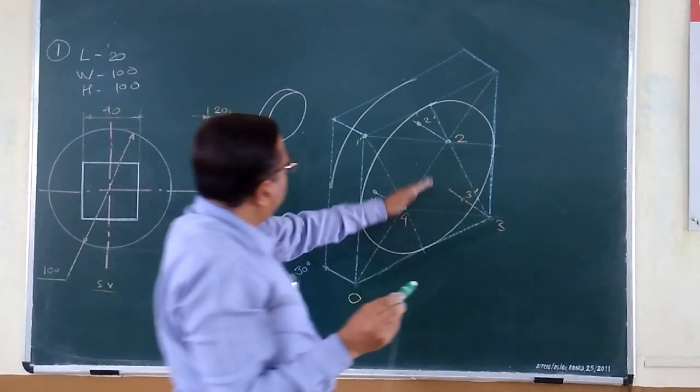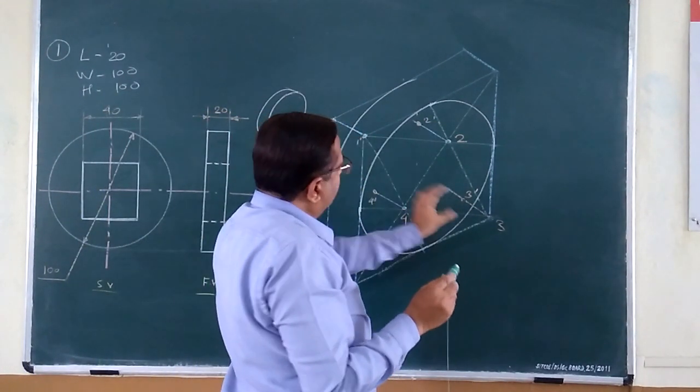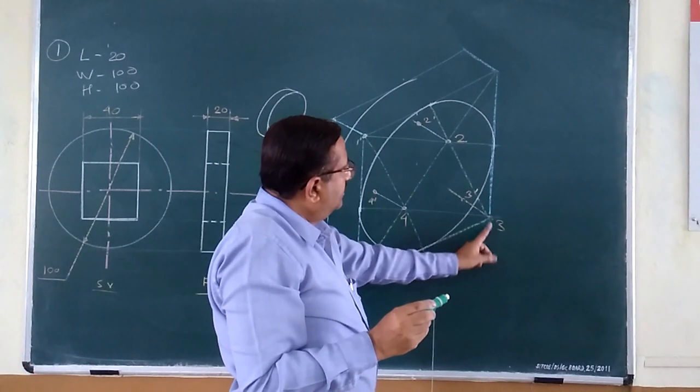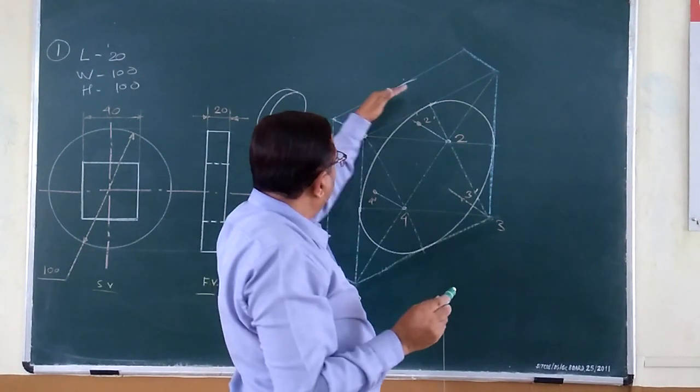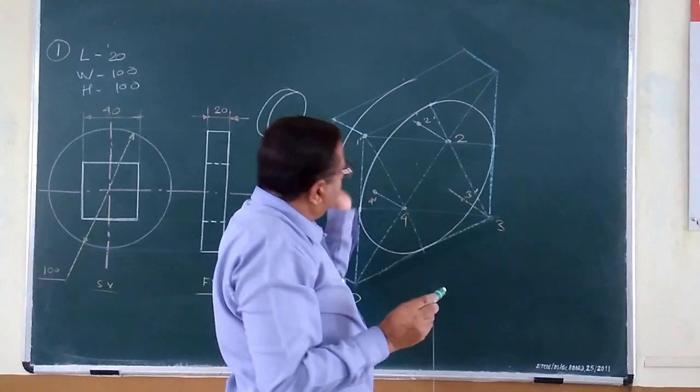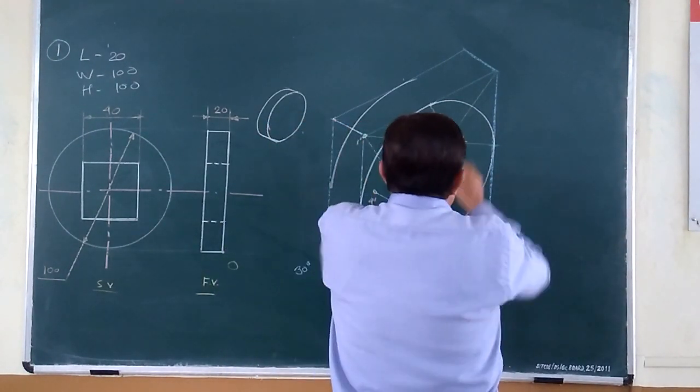Got it? Transfer. That is a thickness of 20. Only what I have done? This center I have shifted towards left 30 by the thickness. That's why I have got the new curvature in this way. The same procedure you have to adopt.